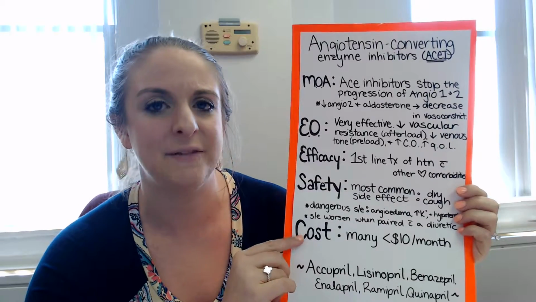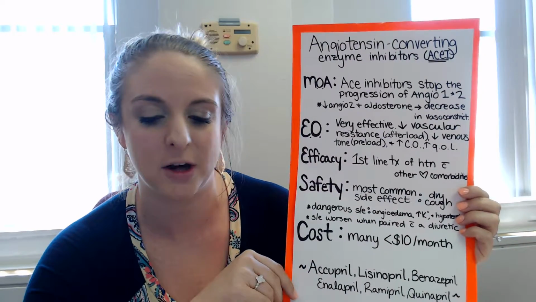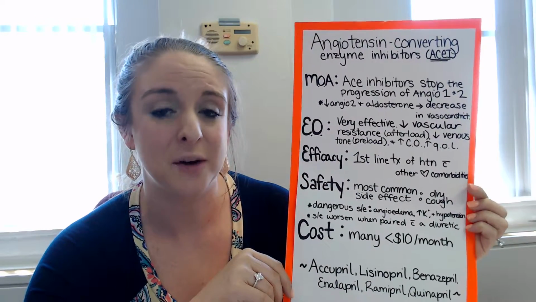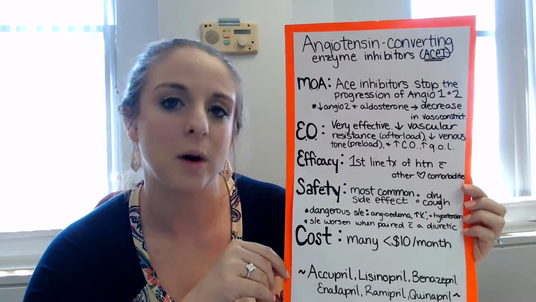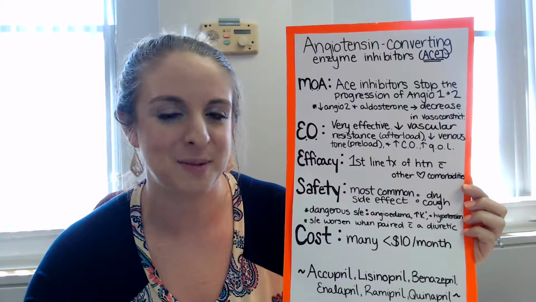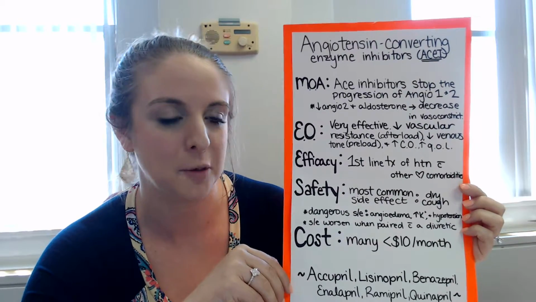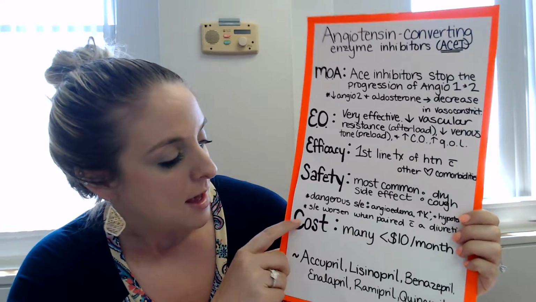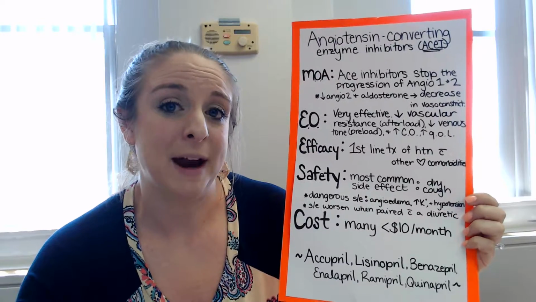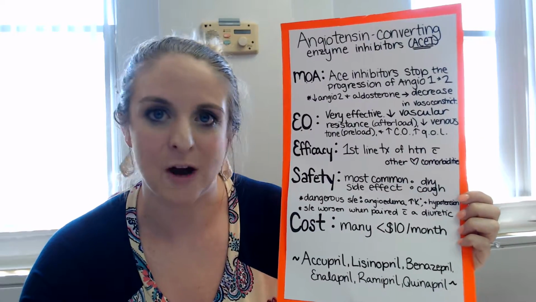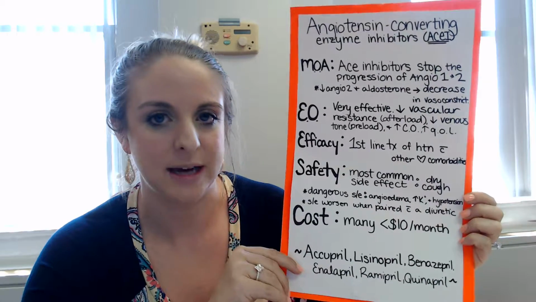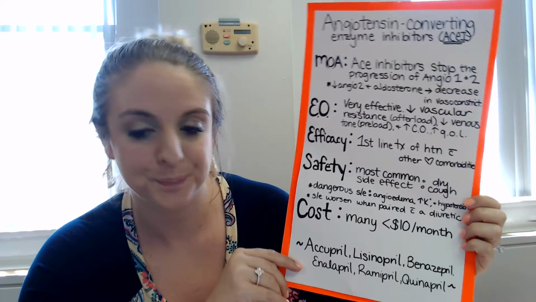Some dangerous side effects that you really need to educate your patient on would be angioedema, high potassium, so hyperkalemia, or low blood pressure. Any blood pressure medication we give has the potential to cause low blood pressure. And the side effects are going to worsen when paired with a diuretic. So if we're already lowering their blood pressure and then we're getting fluid off their body, it's going to worsen with the diuretic. So we need to watch for that.